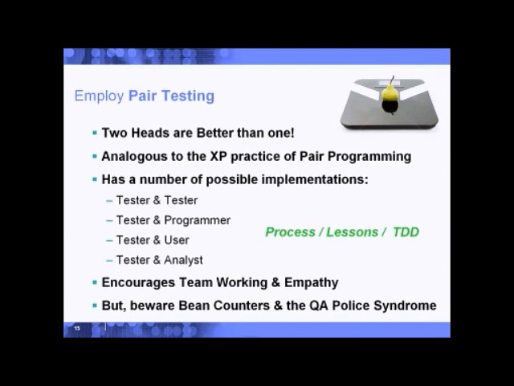Bean counters as well: you may have to convince somebody who's got the budget for a project why you're using two people instead of one person on a role that looks like it can be done by one person. That's a tricky one, but I suppose you have to sell the value of what's happening in terms of better quality, improvements in productivity, and fewer defects.